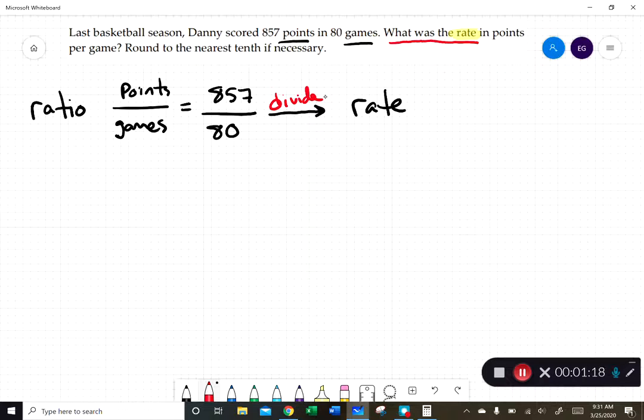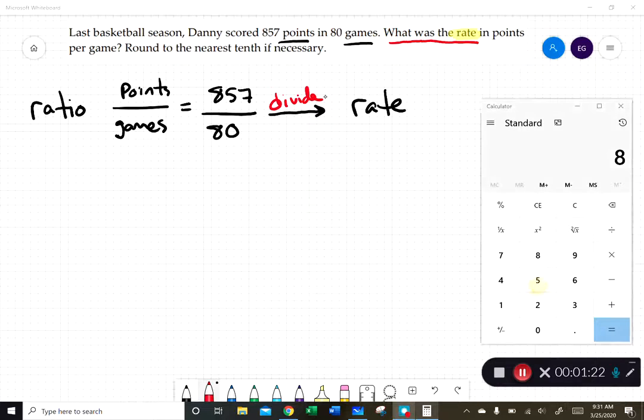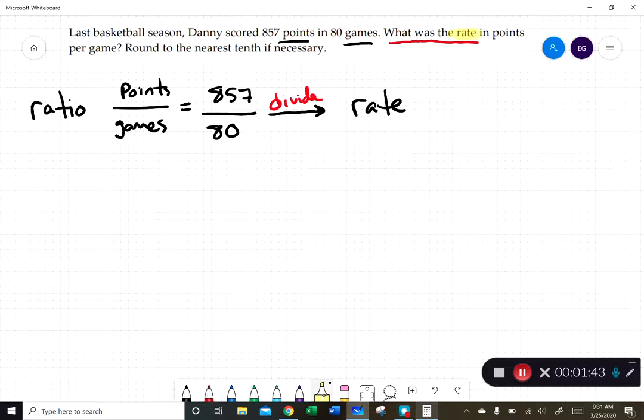So we'll open up the calculator and we'll say 857 points divided by 80 games, and that gives us 10.7125 points per game. And in the directions, you see round to the nearest tenth. So right here, round to the nearest tenth if necessary. So to the nearest tenth means one decimal place.